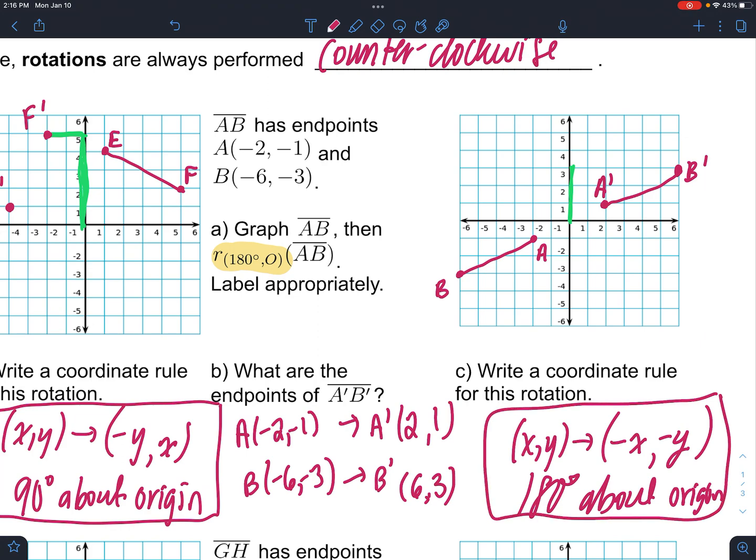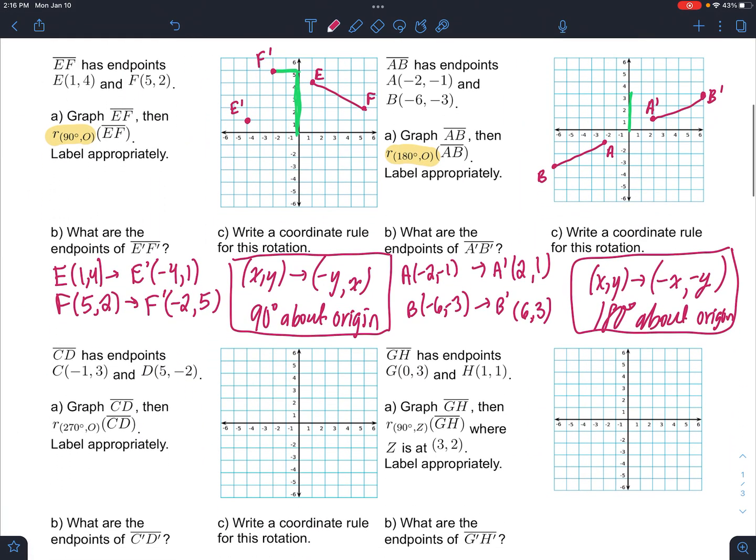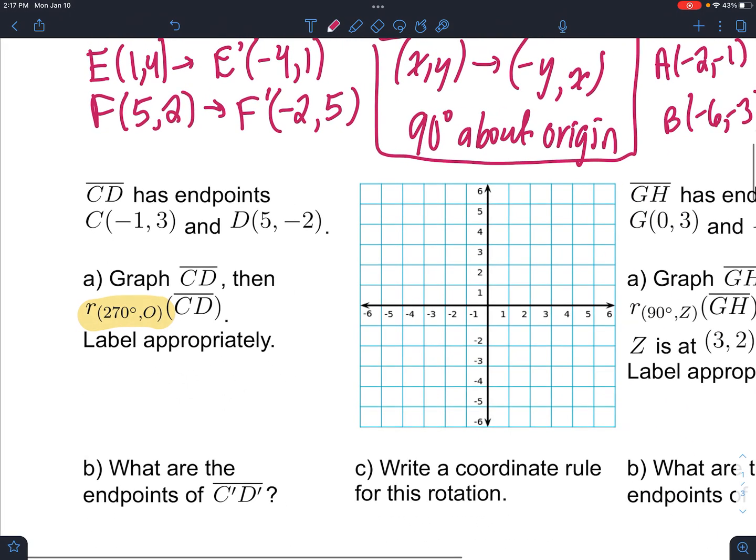Okay? So again, just kind of observing our images and our pre-images. Finally, we're going to do a 270-degree rotation, which is 3/4 the way around the circle, right? So let's label, and we're just going to use that T thing again.